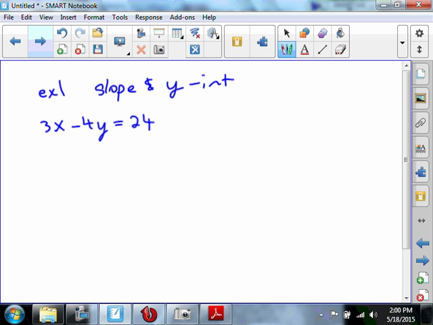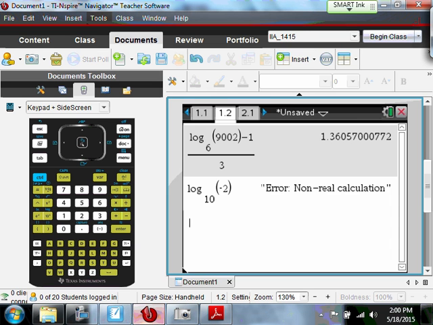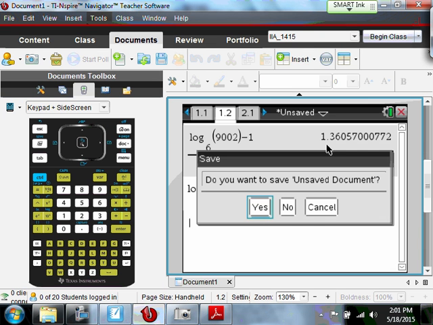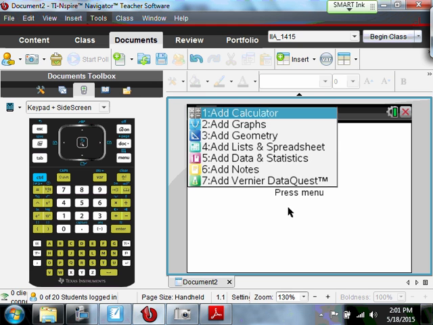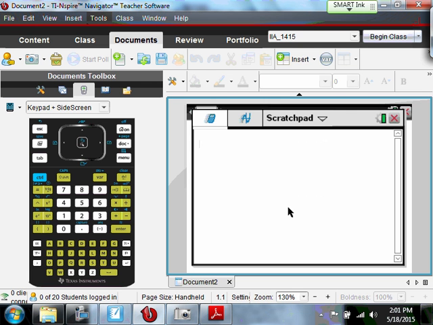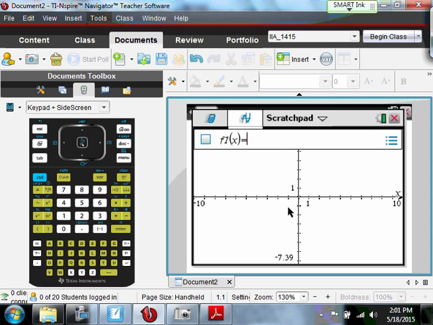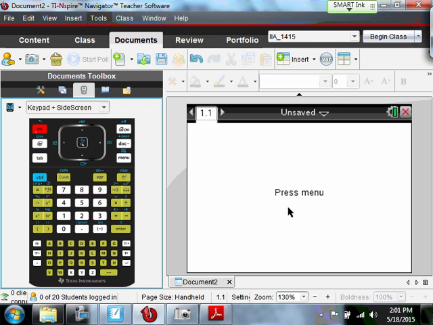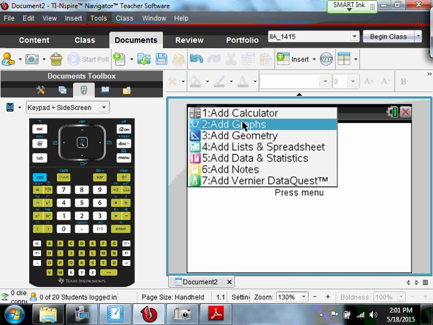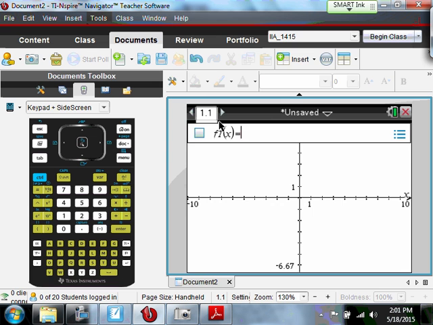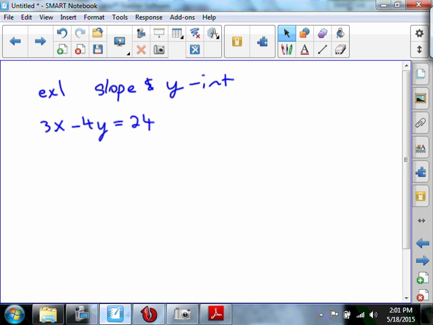First of all, on the Nspire, a quick word of advice. I see a lot of people using the scratch pad. It's not bad, but the scratch pad is limited. It doesn't do everything else that the calculator can do. I'm not saying it's horrible to use, but there are more features available in the rest of the calculator. So I'm going to use a graph page, not the scratch pad. I need to graph 3x minus 4y equals 24.